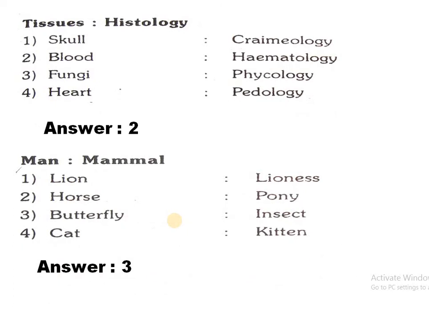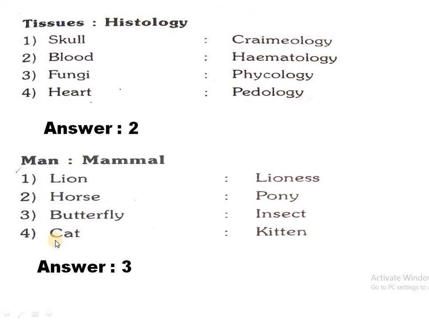Tissues and histology. Histology is the study of tissues. Similarly, craniology, the study of the skull, is different. The study of fungus is mycology. Mycology is the study of fungus. The study of the heart is cardiology. In that manner, what is the correct answer? Blood. The study of blood is hematology. So that is the correct answer here. So the answer is 2.